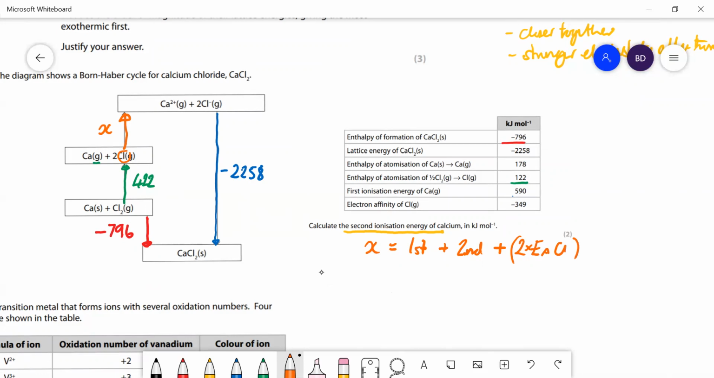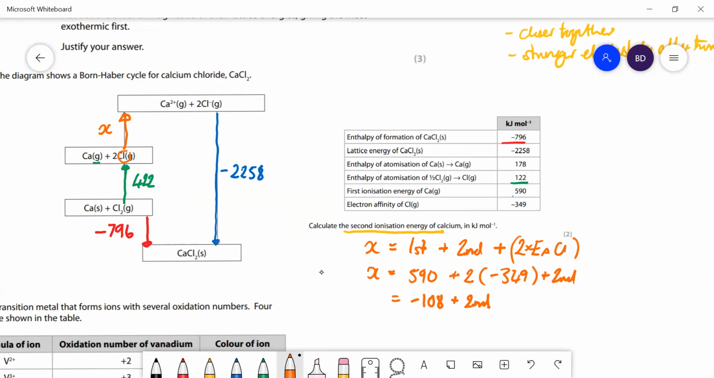Right, so let's put the numbers in. X then is equal to the first ionization energy they tell us, 590, plus 2 times minus 349, the electron affinity, so X is equal to minus 108 plus the second ionization energy. I missed the second ionization energy out there. That's what we've got to try and find out.